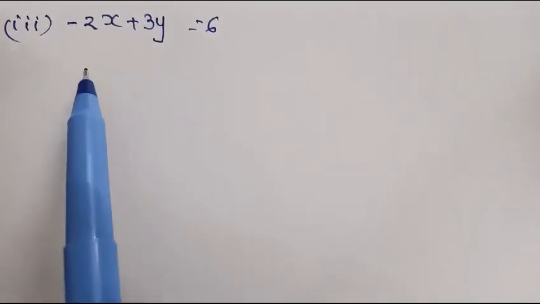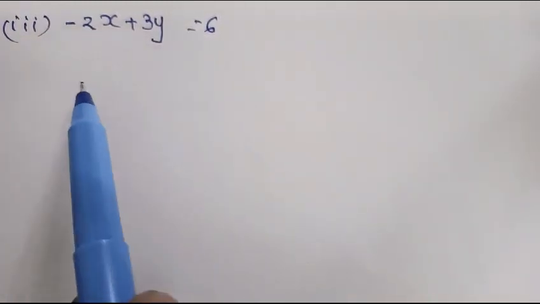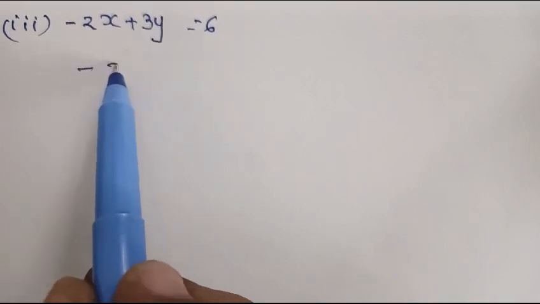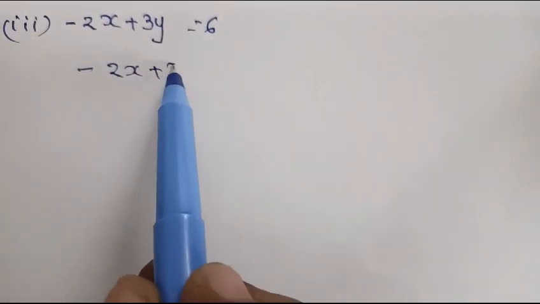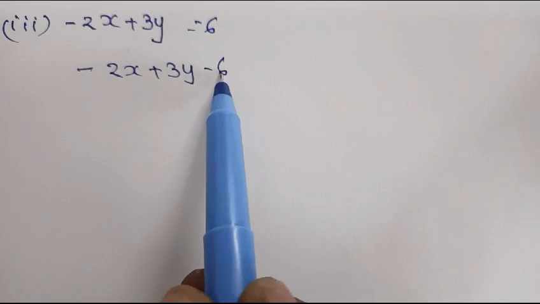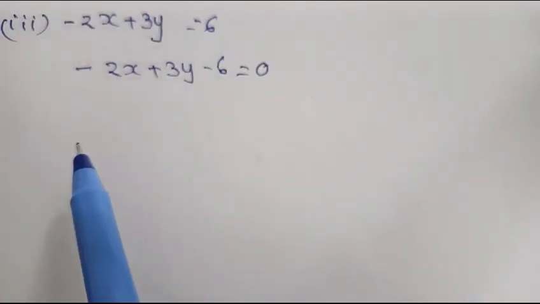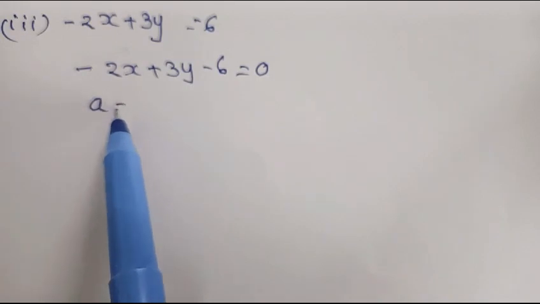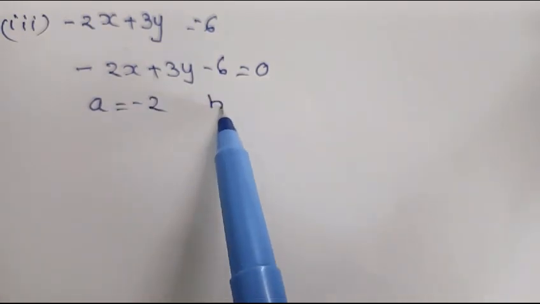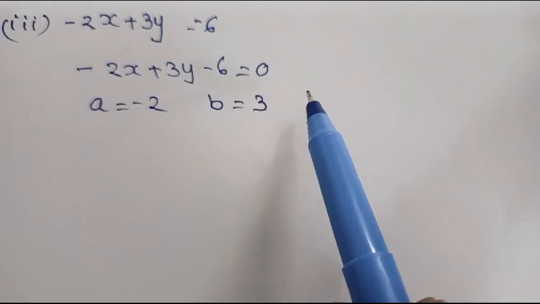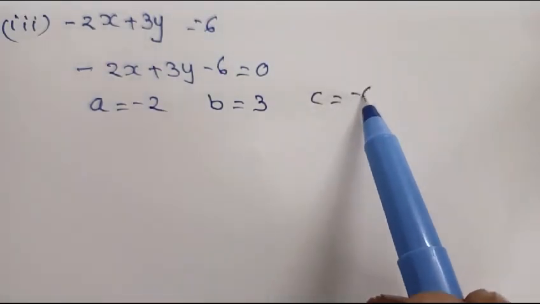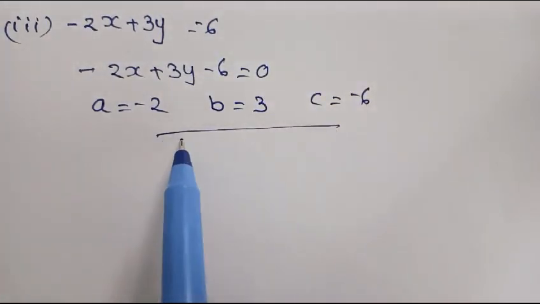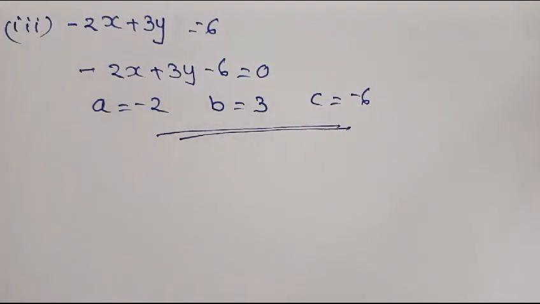Third one, minus 2x plus 3y equal to 6. In standard form it is minus 2x plus 3y minus 6 equal to 0. Now comparing, a is the coefficient of x, that is minus 2, b the coefficient of y is 3, and c is the constant, that is minus 6. So a is minus 2, b is 3 and c equal to minus 6.